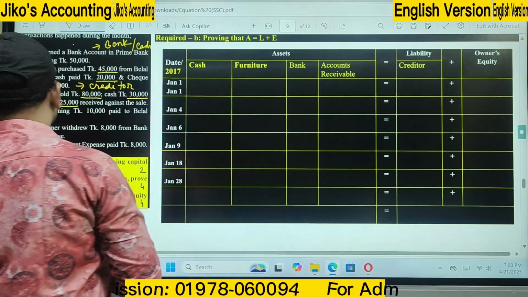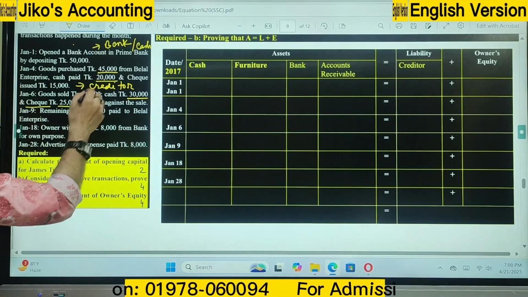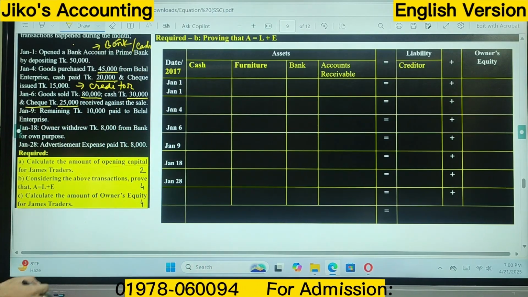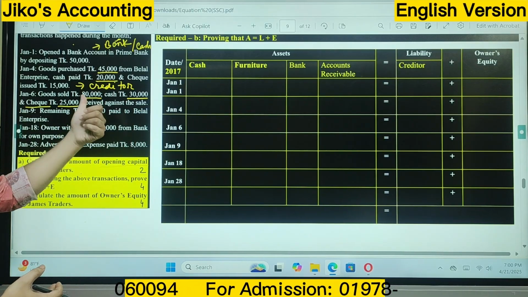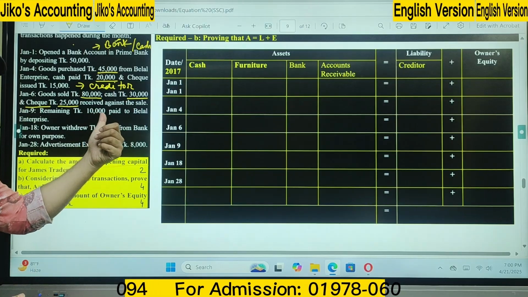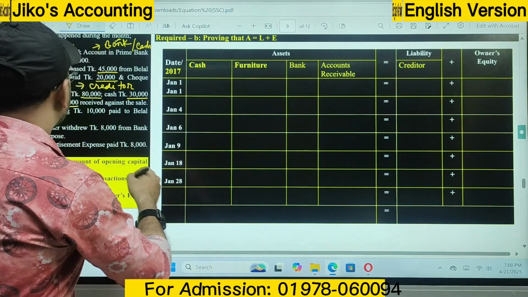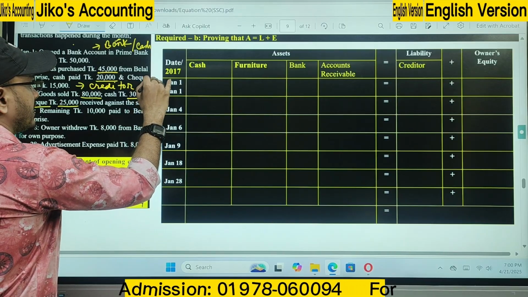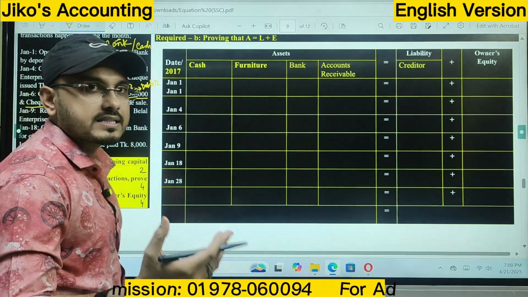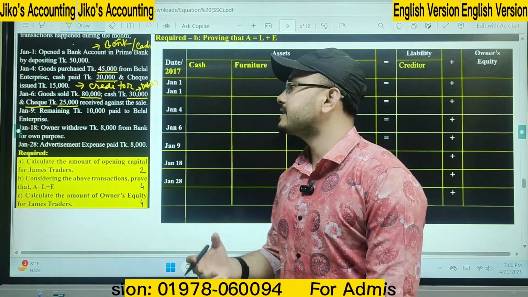What is mentioned here? Check, that means we have to use bank account. How much have we exactly received? 55,000 taka. Then the remaining amount should be recognized as accounts receivable or debtor. There will be another asset name like debtor or accounts receivable. Both are similar. Is it clear, sir?